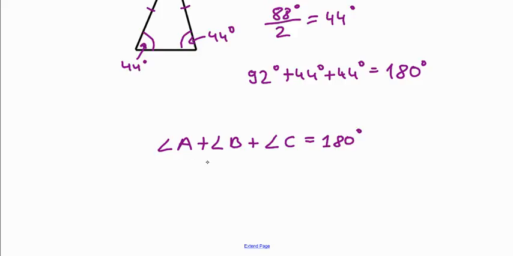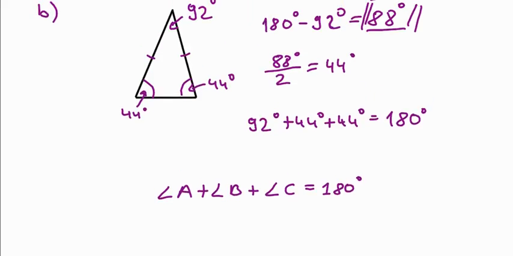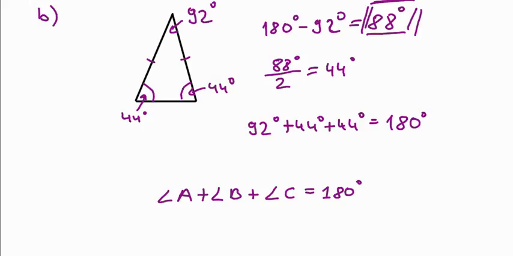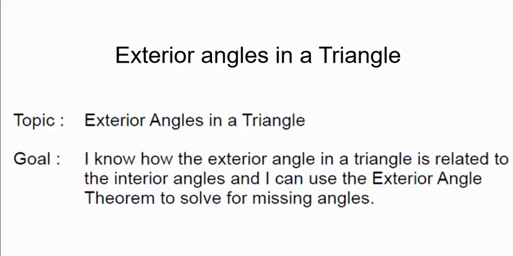And they don't have to be angle A, B, C. You might see X, Y, Z, or any other letters, but they add up to 180 degrees. And from there, you can usually find the missing angle or angles if it's an isosceles triangle like this. All right, so that is it for internal angles of a triangle.